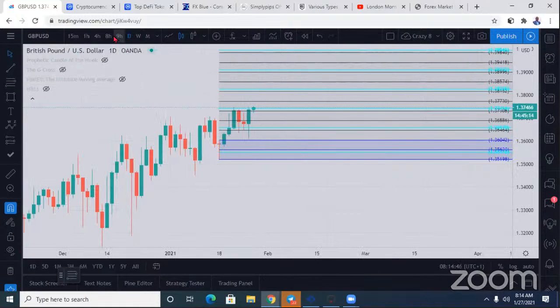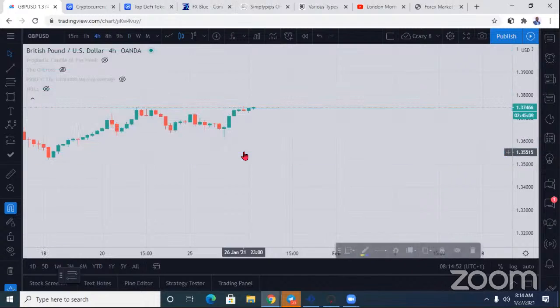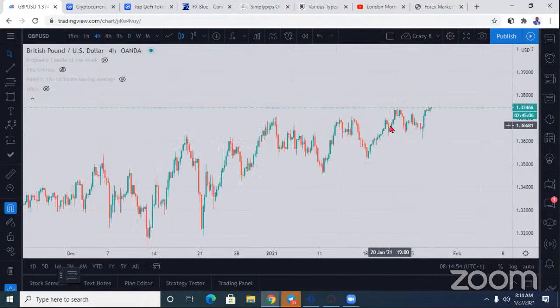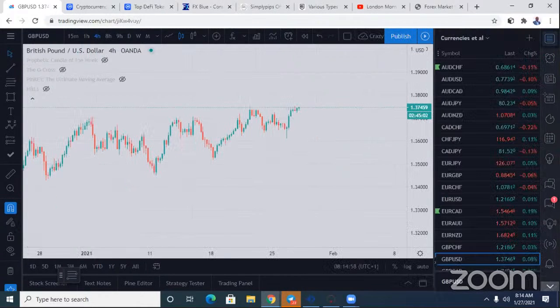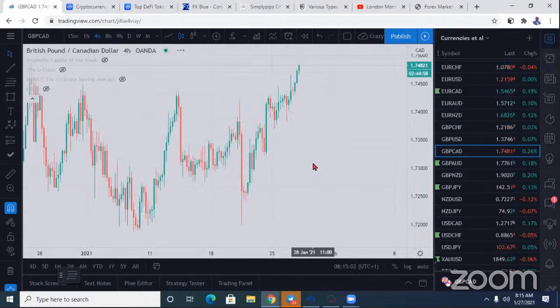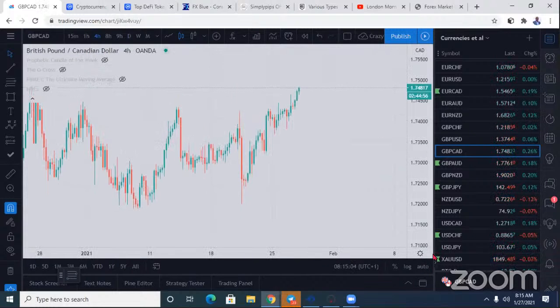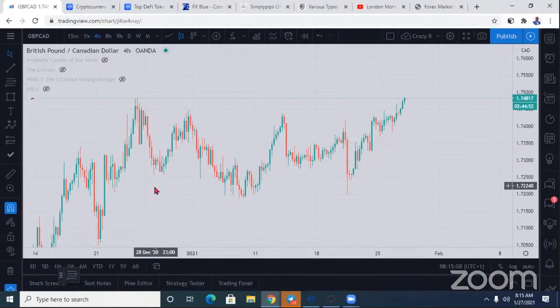Now let's go down to H4. I might use a different pair this time. So there was some talk on GBPUSD yesterday. We'll look at GBPUSD. All right, so here you have GBPUSD.